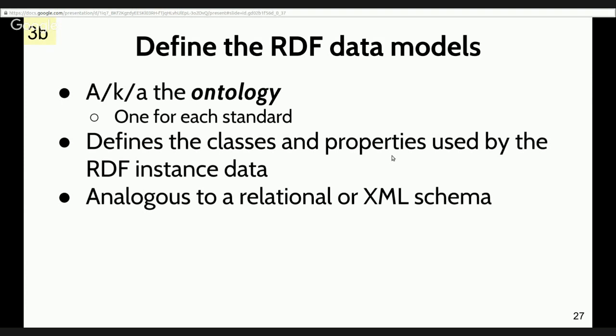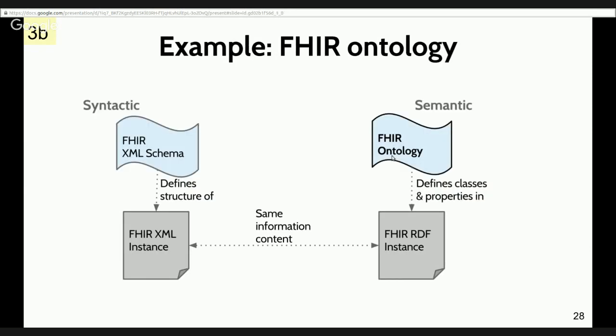Okay, the next part of step 3 is to define the RDF data models that are used in that instance data. That's also known as the ontology for that instance data. So you need to do one of these for each of the standards or data formats or whatever it is that you're dealing with. So this ontology needs to define the classes and properties that are used by the RDF instance data corresponding to that standard or that data format. So it's analogous to a relational or an XML schema, but it's in the RDF world rather than the XML or relational world.